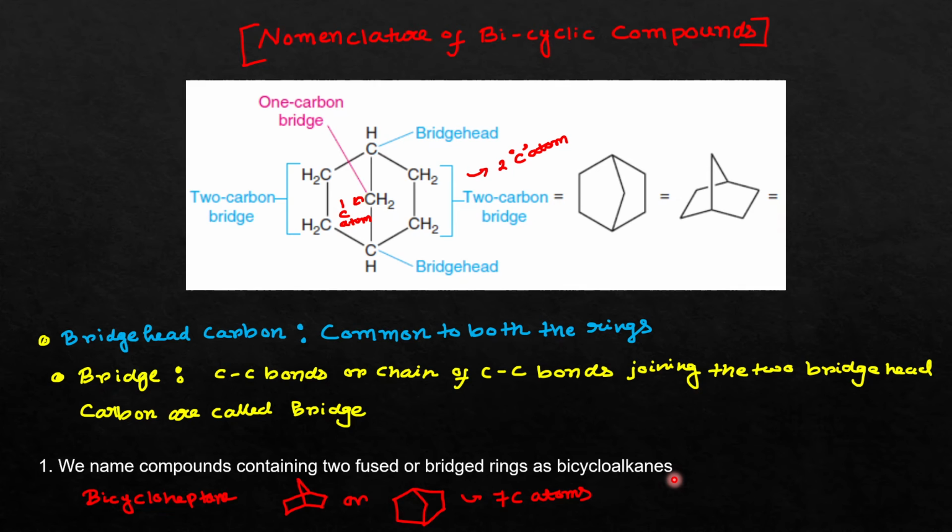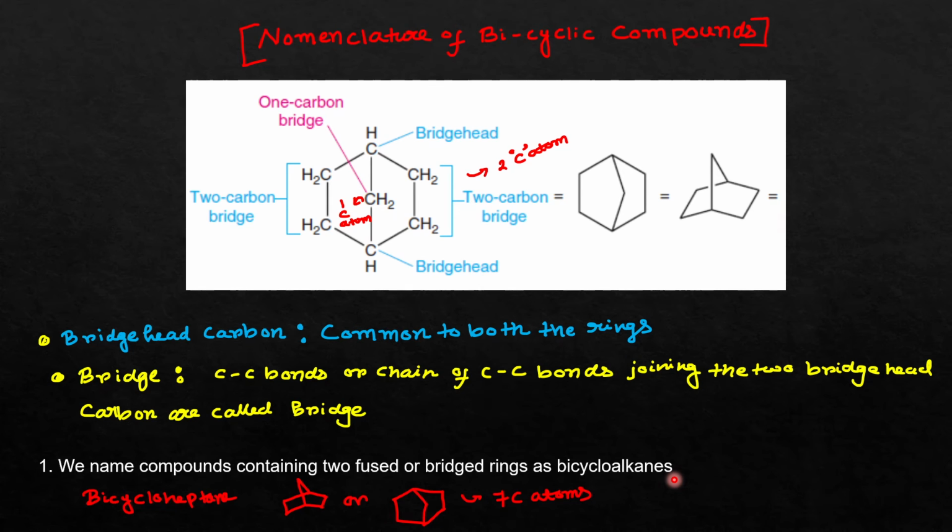Okay, so you can see if you go through this clockwise direction, there are total 1, 2, 3 carbon atoms that are present in that bridge. On the other hand, if you do the numbering through the anti-clockwise direction, there are total 2 carbon atoms that are present in the bridge.